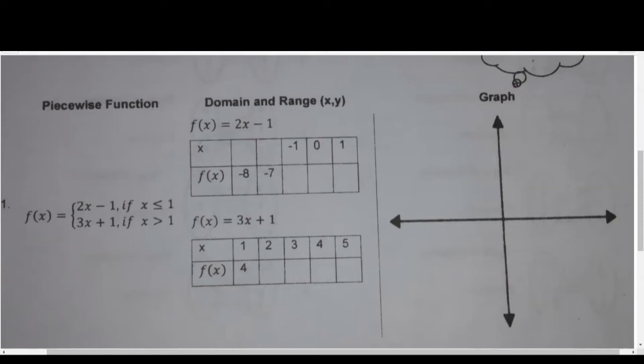In this video, I'm going to teach you how to graph some basic piecewise functions. Okay, let's start. So this is another requested video.